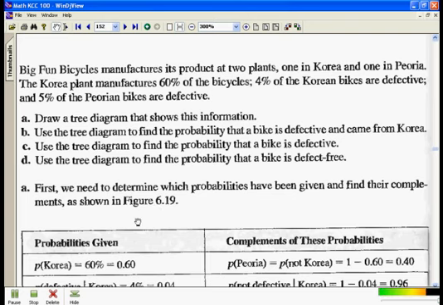Now, part A, draw a tree diagram that shows this information. Part B, use the tree diagram to find the probability that a bike is defective and came from Korea. Part C, use the tree diagram to find the probability that a bike is defective. Part D, use the tree diagram to find the probability that the bike is defect-free. Okay, let's go to the whiteboard.